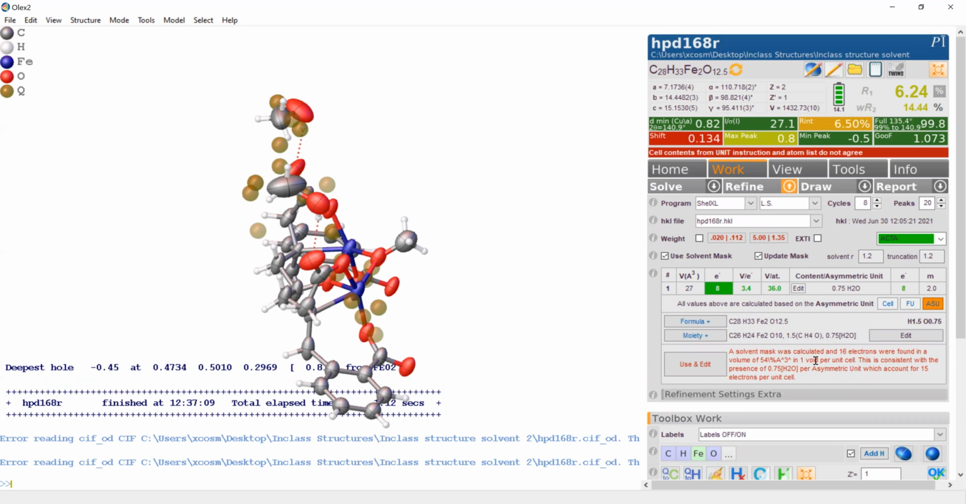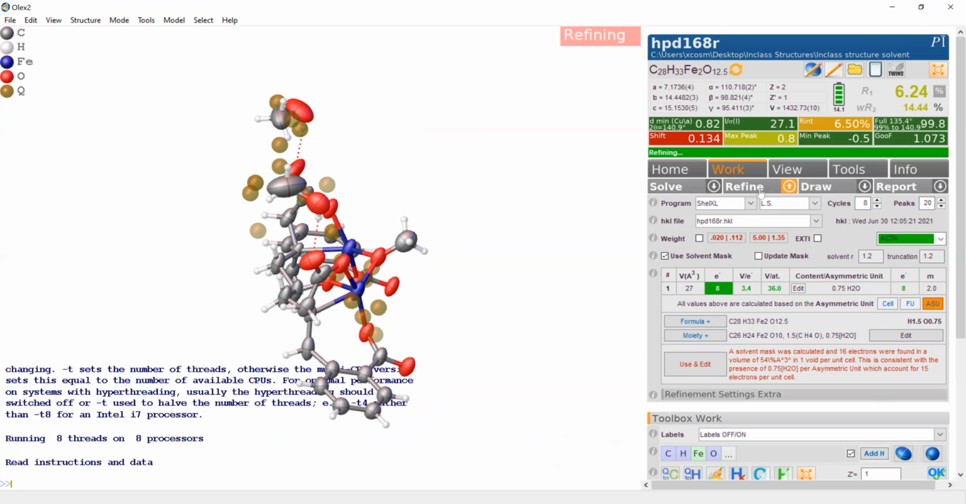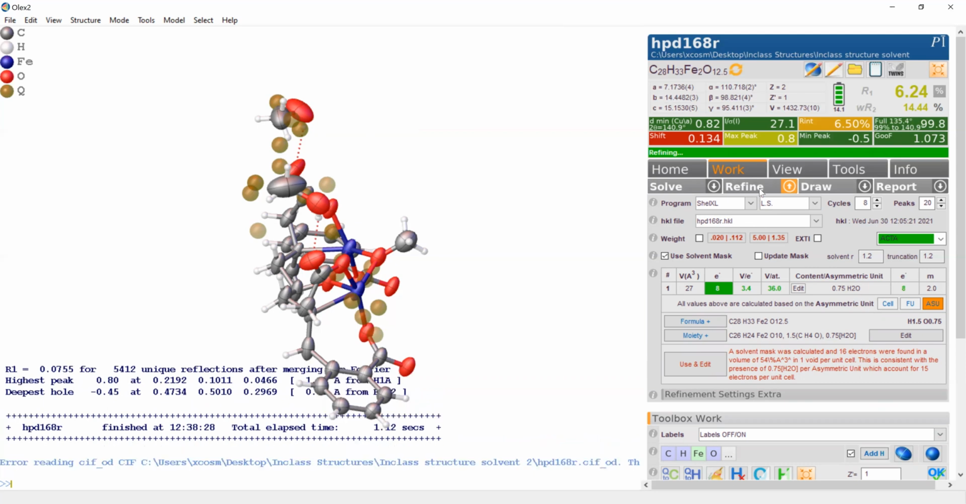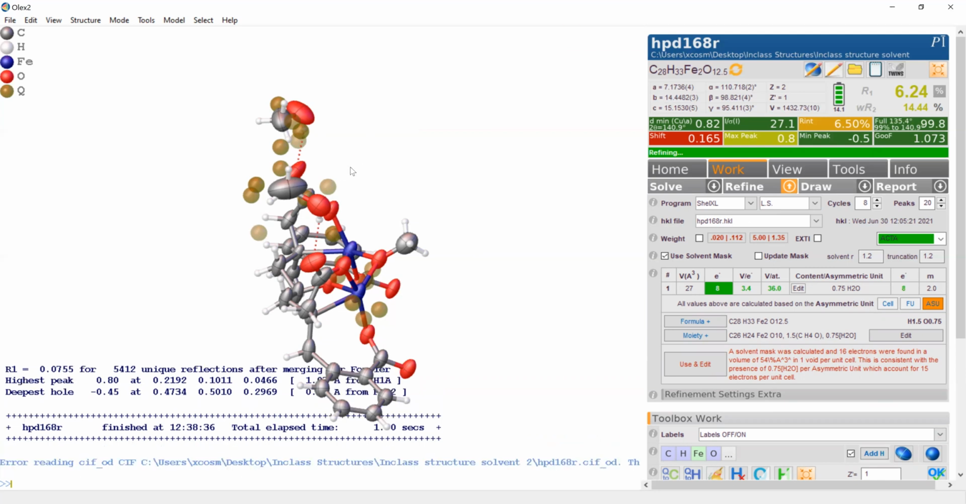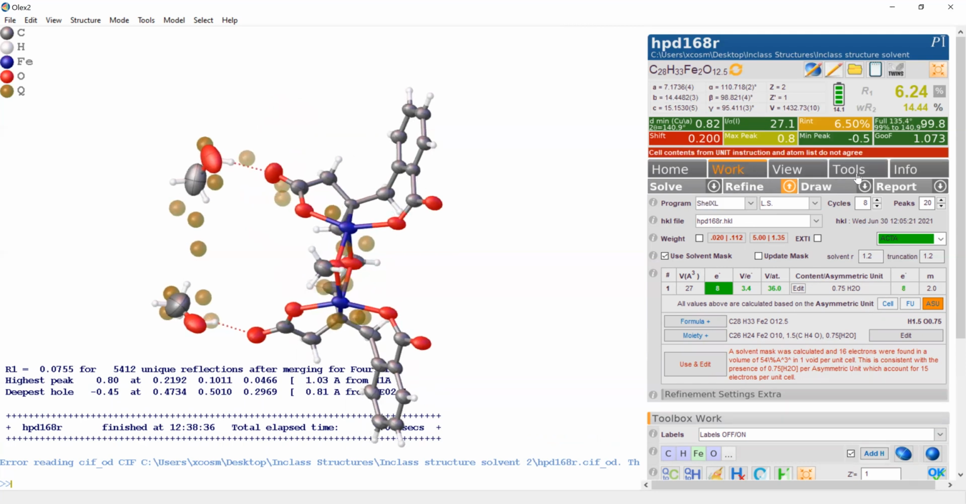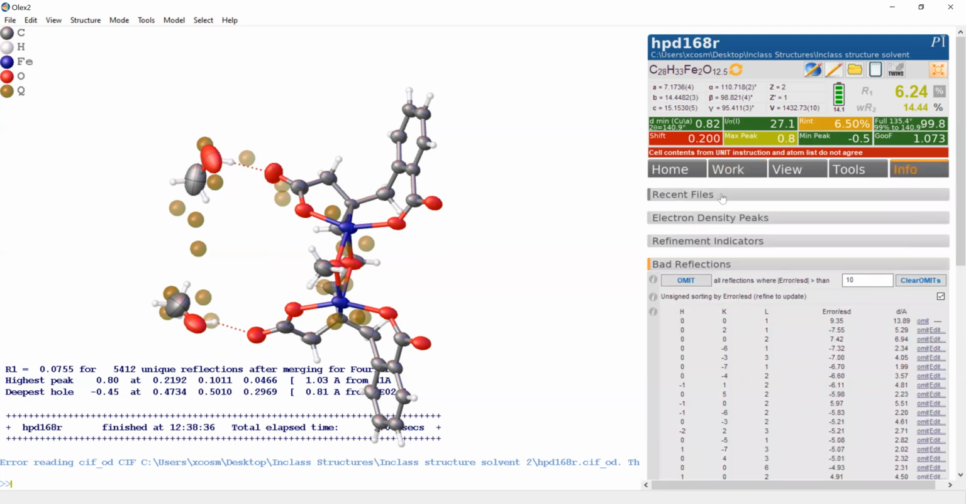So we tried to model it. It was giving us problems. We used the solvent mask to squeeze out, or mask, that electron density. And it was about 8 electrons, which is approximately 3/4 of a water molecule. So if you were to look at a series of unit cells, 75% of them would have the water molecule, 25% would not. So now let's refine this. You can uncheck update mask and just keep the use solvent mask. Check the bad reflections, none.